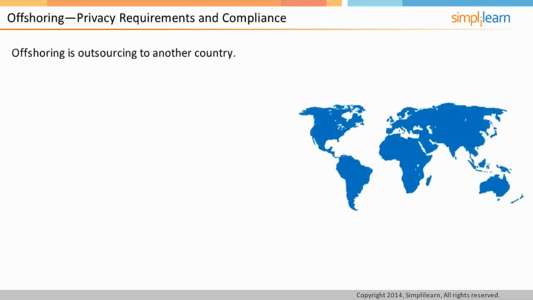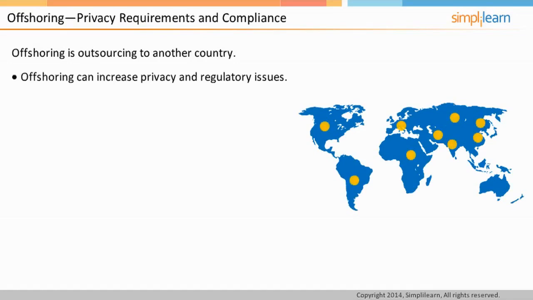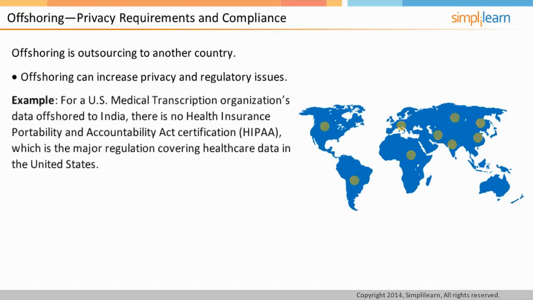Outsourcing is using a third party to provide information technology support services that were previously performed in-house. Offshoring is outsourcing to another country. Offshoring can increase privacy and regulatory issues. Let us look at an example to understand this. For a U.S. medical transcription organization's data offshored to India, there is no Health Insurance Portability and Accountability Act (HIPAA) certification, which is the major regulation covering healthcare data in the United States.